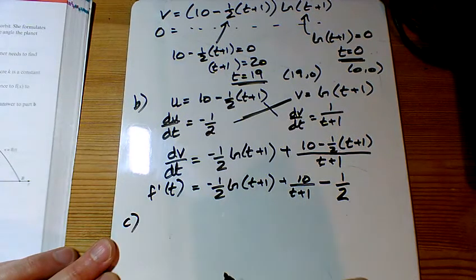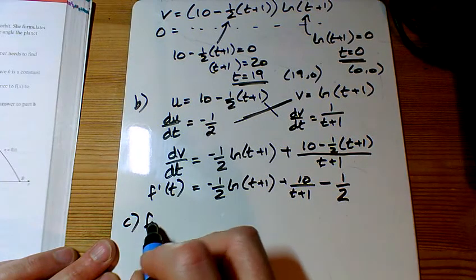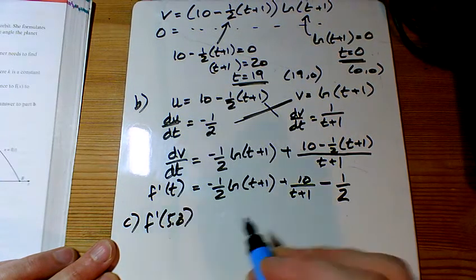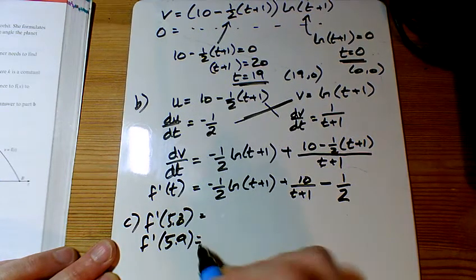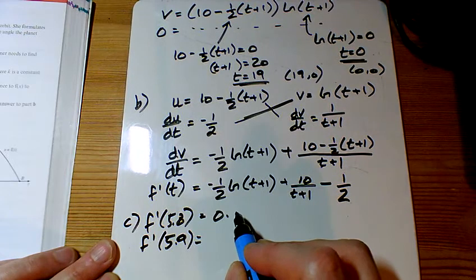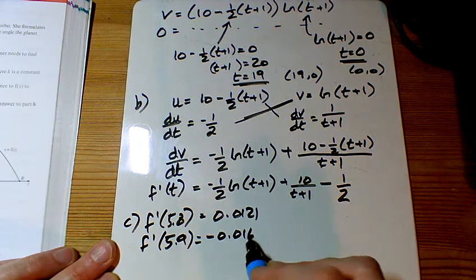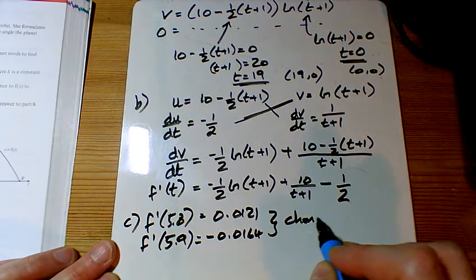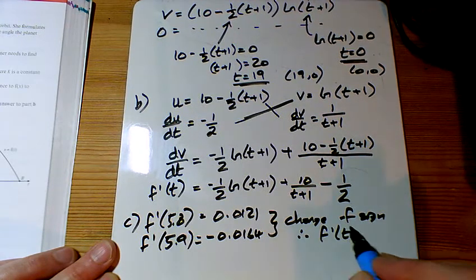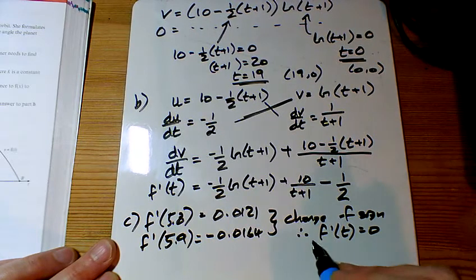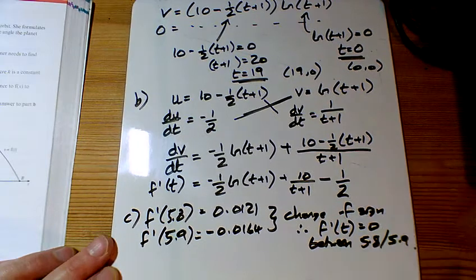So with that bit done, now part C says show that the stationary point is between 5.8 and 5.9. So that means sticking the 5.8 into all of this and the 5.9 into all of this, and they're going to be either side of 0. So this one's 0.0121, this one's minus 0.0164, change of sign. Therefore, f dashed of t has a root or equals 0 between 5.8 and 5.9. Okay, so that's part C.